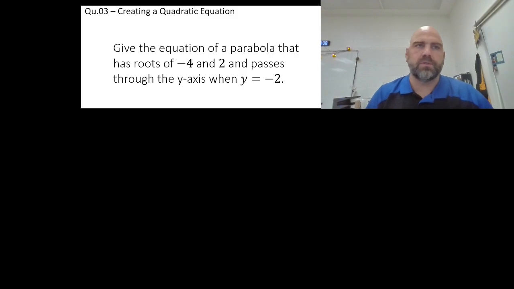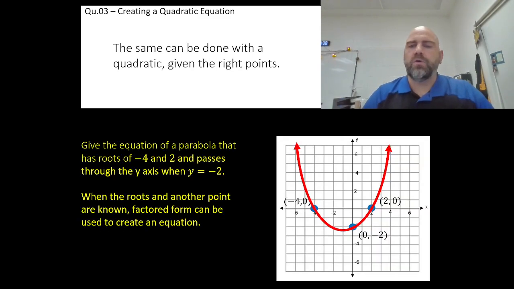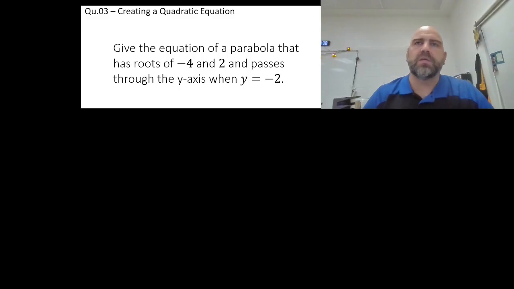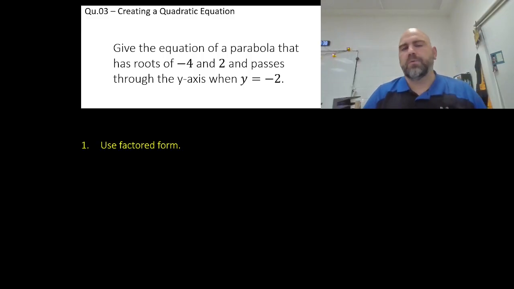Now, if we go up a little bit here, I have what the parabola looks like. Okay, this is kind of what it looks like, roughly, kind of an estimation of what it looks like. But we want to actually determine what the equation is of this parabola. All right, first thing we're going to look at is we are given the roots. Therefore, we are going to use factored form in order to solve this equation.